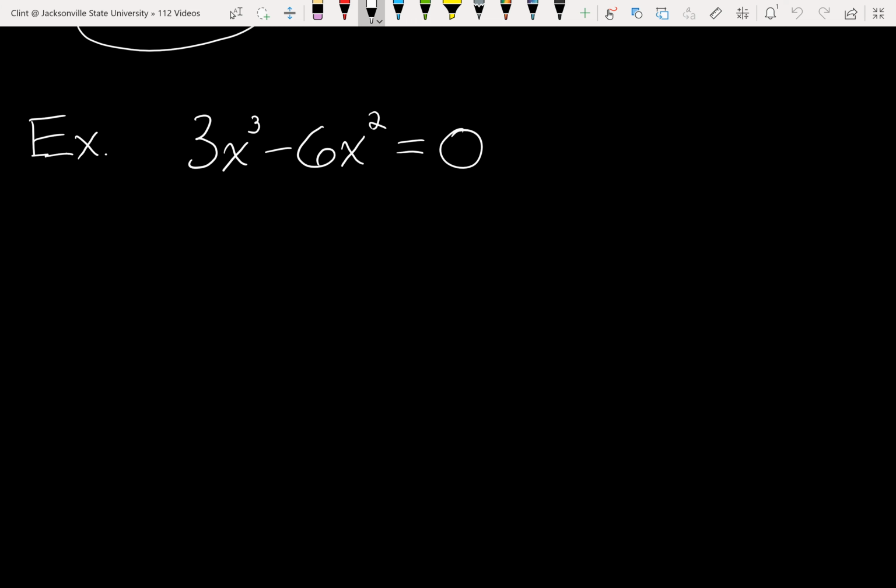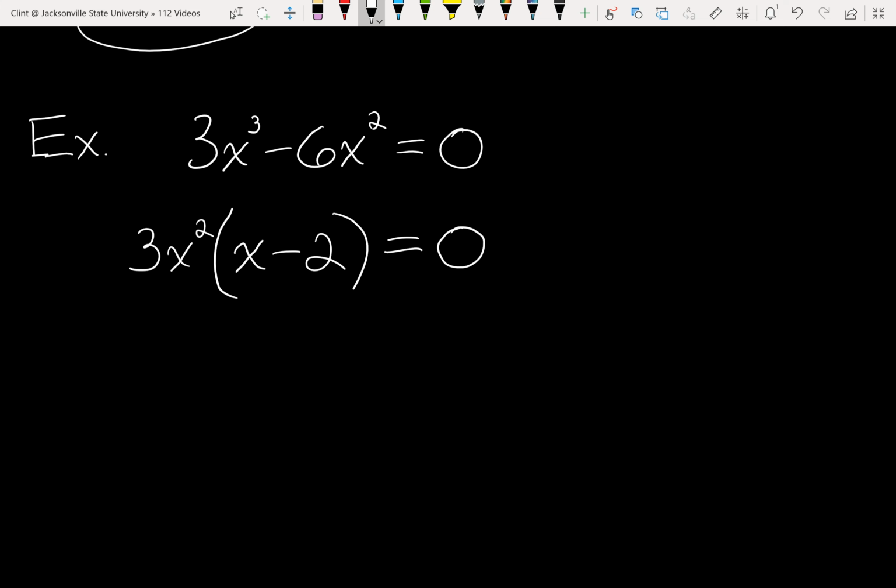We only have 2 terms, so really we're just looking for what we have in common. Get our greatest common factor. So I see 3 will go into both of these. And then our smallest power of x is 2, so x squared. So what will that leave us? 3x squared times x would give us 3x cubed. 3x squared times -2 would give us -6x squared. Okay. Check to see if there's anything else we could factor, and this is as factored as we can get.